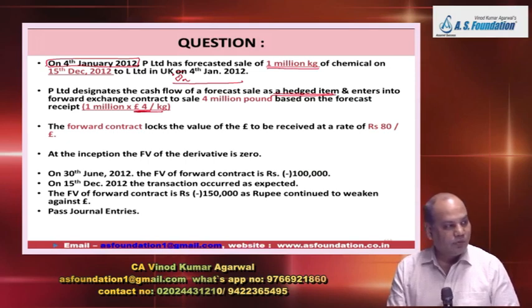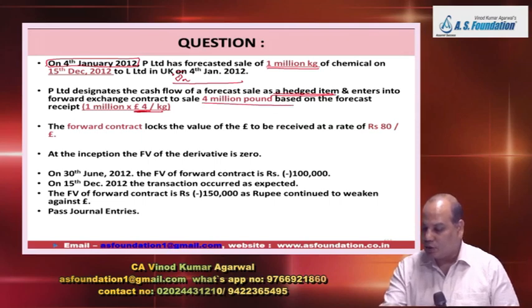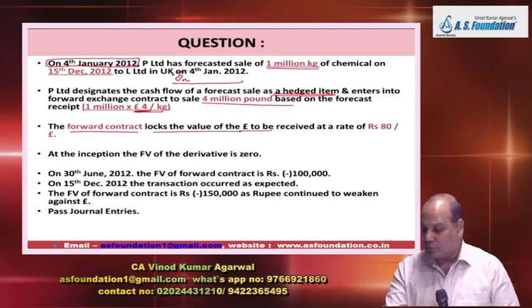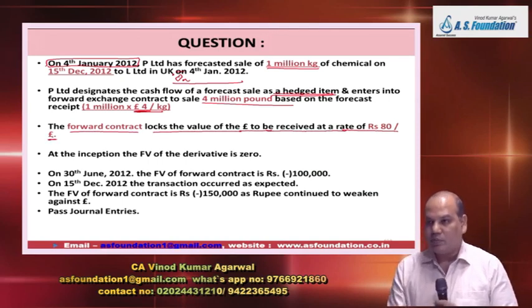So 1 million into 4, 4 million pounds, and it entered into a forward contract to sell 4 million pounds based on the forecast receipt, that is 1 million into 4 pounds per kg. The forward contract locks the value of the pound to be received at the rate of rupees 80 per pound.